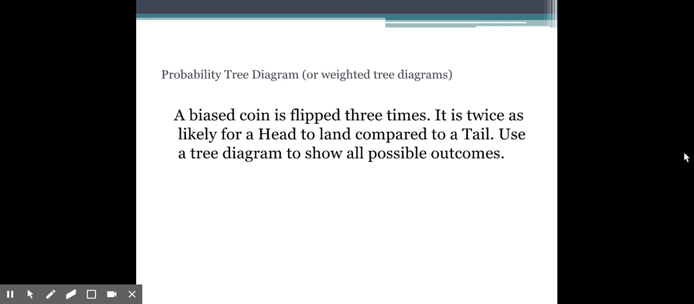So, for example, a biased coin is flipped 3 times. It is twice as likely for a head to land compared to a tail. Use a tree diagram to show all possible outcomes.